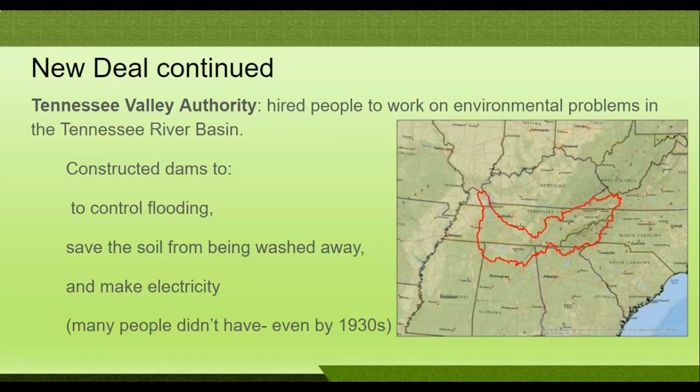All right. Then the government also came up with the Tennessee Valley Authority. If you see, I have a map of Tennessee, and this is the Tennessee Valley Basin area. What the government was doing was building these dams, and they had these projects to control flooding and to save the soil and to make electricity. Because believe it or not, a lot of people by the 1930s did not have electricity. So again, this was one of the government projects to give people jobs and to help keep people's homes from getting washed away by rivers and floods.